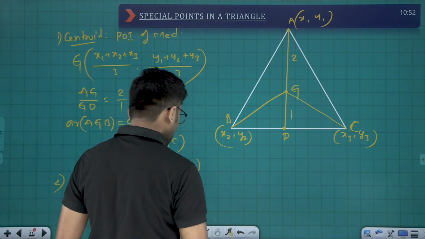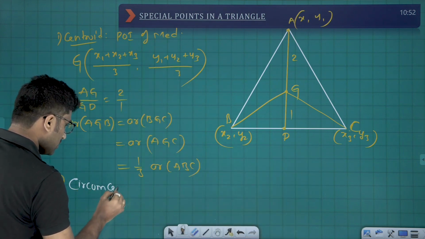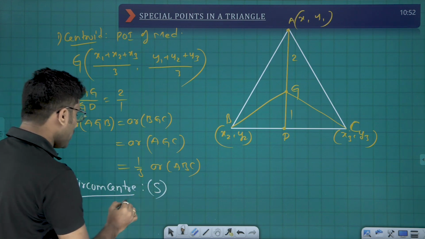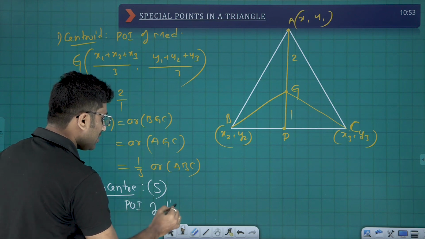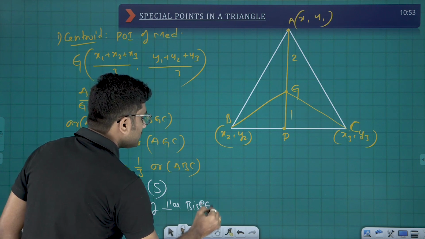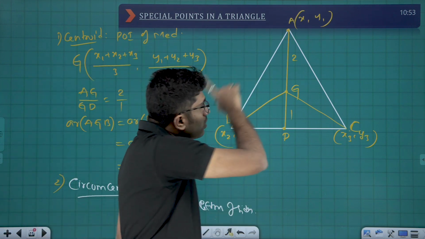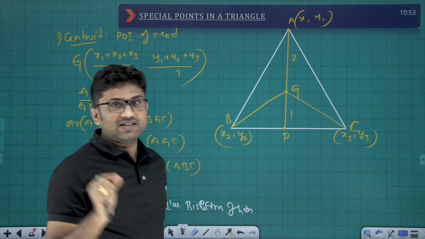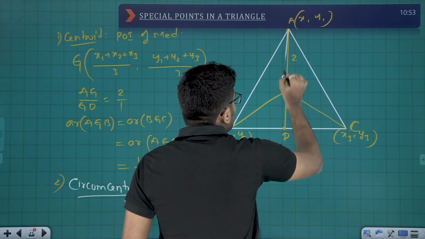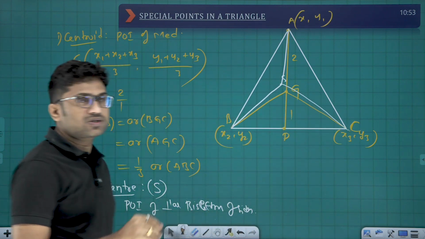Next, circumcenter. Generally we denote circumcenter with capital S, and circumcenter is the point of intersection of perpendicular bisectors of the sides of the triangle. So now there exists one unique circle passing through the vertices of the triangle, that is circumcircle, and the center of that circle is circumcenter. Let's say if this is S, circumcenter will always be equidistant from all the three vertices, that is SA is equals to SB is equals to SC.